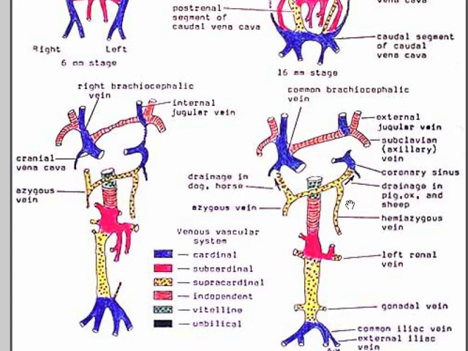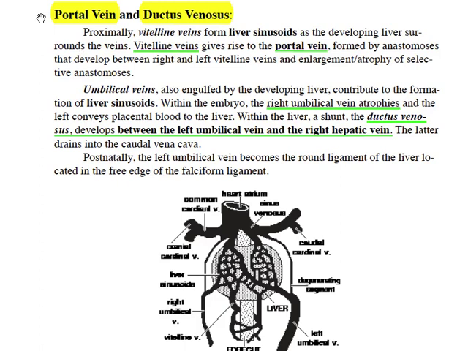The formation of veins by such complex patching together of different sources of veins lends itself to anatomical variability of veins. Next, let's consider development of the portal vein and the ductus venosus. The vitelline vein, which drains the yolk sac and the embryonic gut, gives rise to the adult portal vein, which carries blood from the digestive tract to the liver. Both the vitelline and umbilical veins contribute to liver sinusoids. The umbilical vein is the one that carries blood from the placenta to the liver.